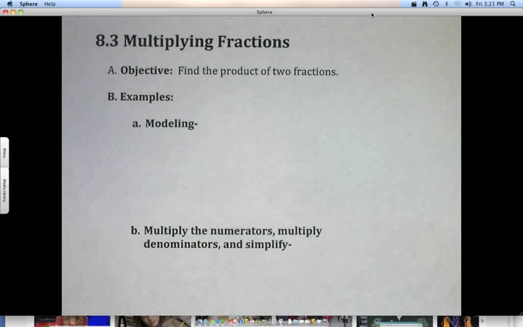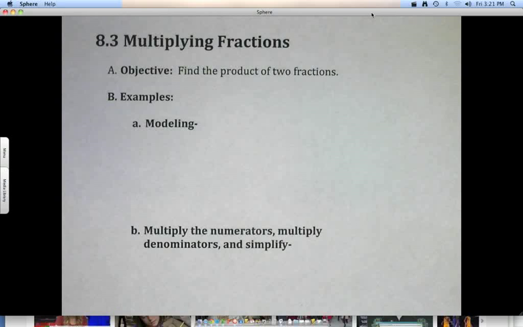We are going to be taking a look at section 3 of chapter 8, multiplying fractions. You know already how to add and subtract fractions, so this is just an extension of those lessons. And this is simply review from previous years in school. Now, our book talks about 3 different ways of multiplying fractions, and one of those ways is by modeling. And I'm just going to share with you a couple examples of modeling.